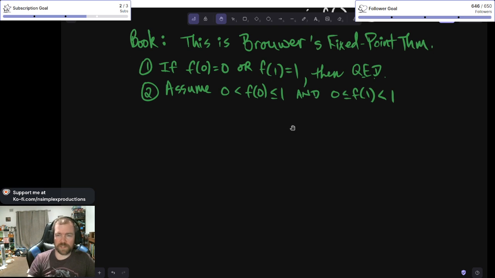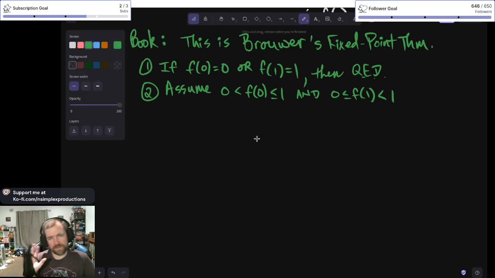So Brouwer brings it all together and says, let's not worry about splitting hairs and just say that we know that f of 0 is going to be somewhere over there, and f at 1 is going to be somewhere over there. And then we define g of x equal to f at x minus x.